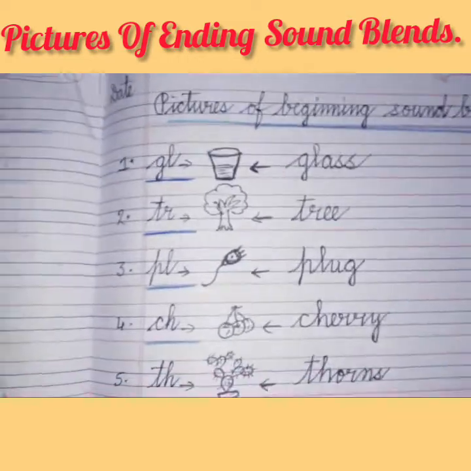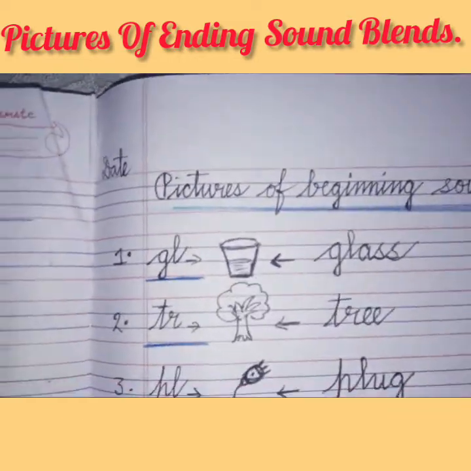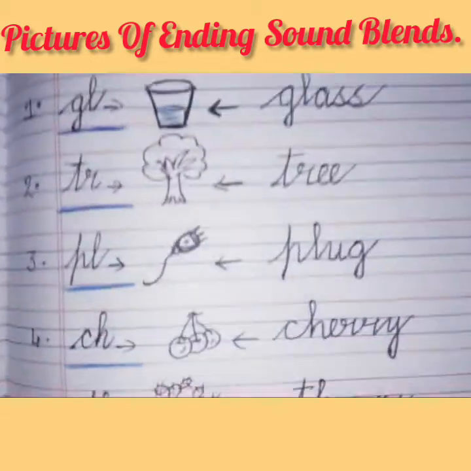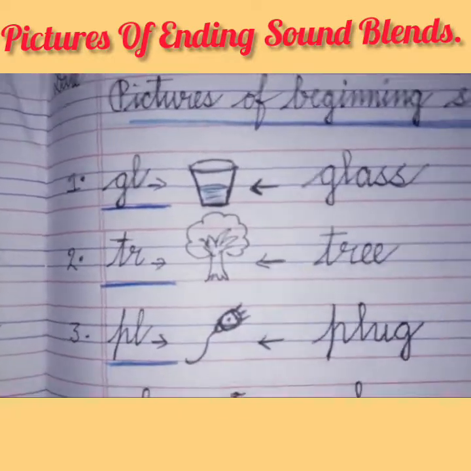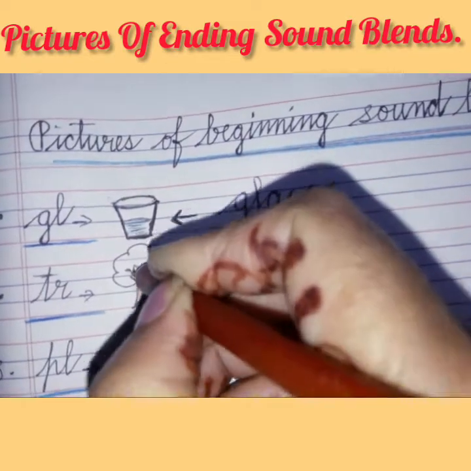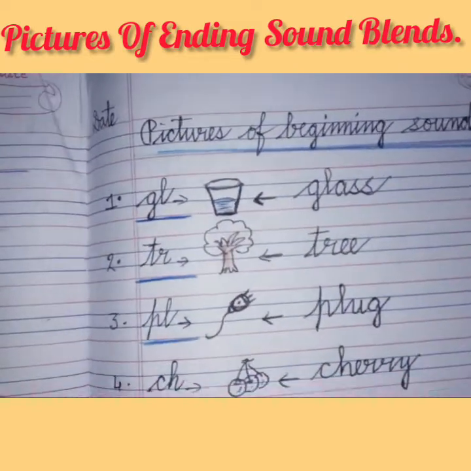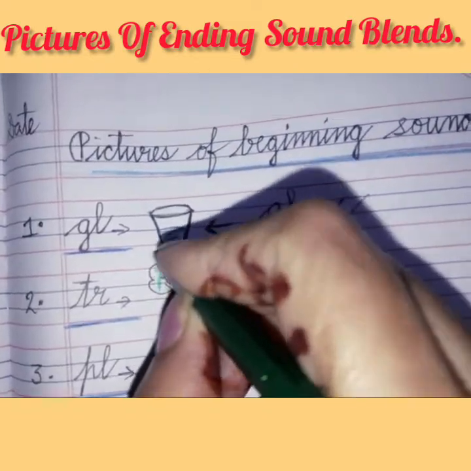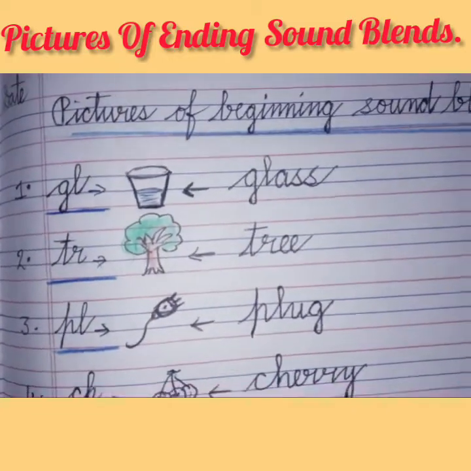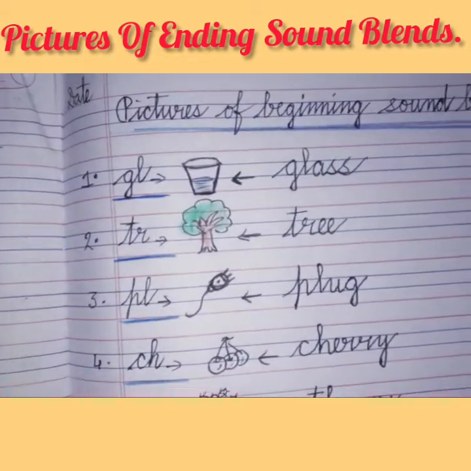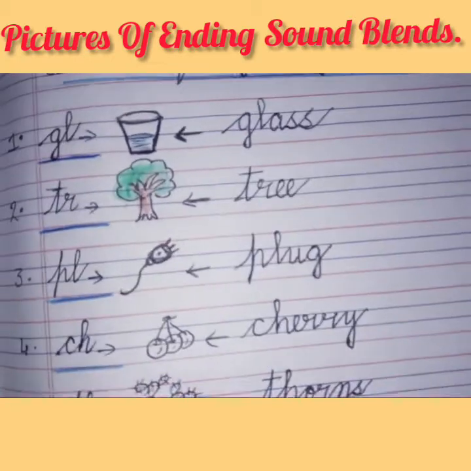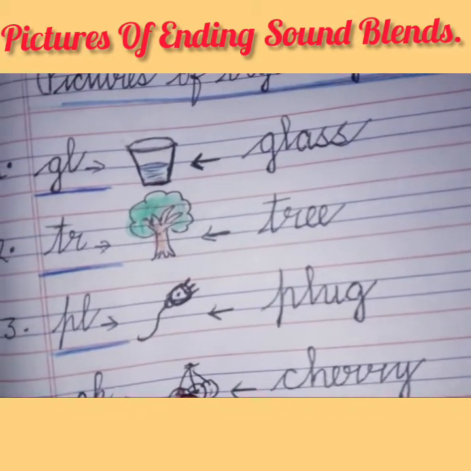Okay. Firstly, I am going to color the water with blue here in the glass. That is enough. Okay. Now I am going to color the picture of this tree. Coloring the trunk of this tree with brown and the crown with green. Okay children, I have colored this tree. Just leave this plug like this. No need to color it. Now I am going to color the cherries with red.